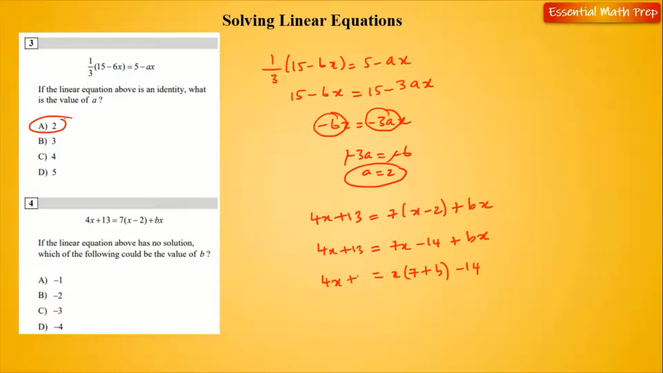Equals 4x plus 13. Just like how we did in the previous case, because these two sides are equal, if you ignore the x, whatever the other terms are, they must also be equal. So 4 equals 7 plus b. So b must be negative 3.